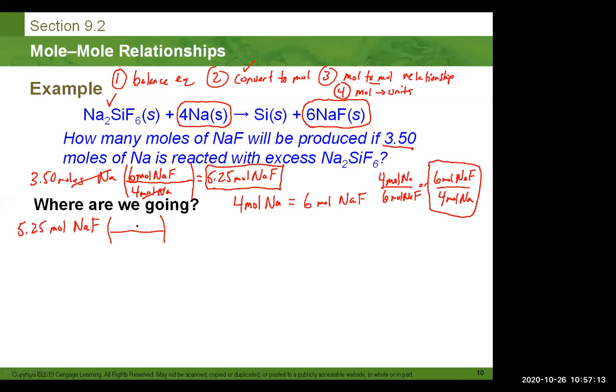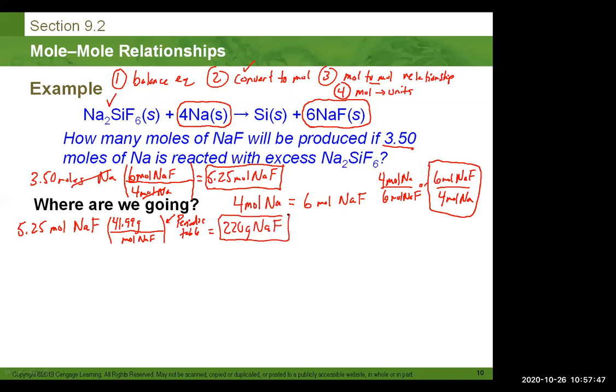And to do that, we would use the periodic table and the molar mass. So sodium is 22.99, fluorine is 19. That gives us something like 41.99 grams per mole for NaF. And again, this comes from the periodic table, the molar mass. And if we did that, what that would tell us is like 220 grams of NaF.